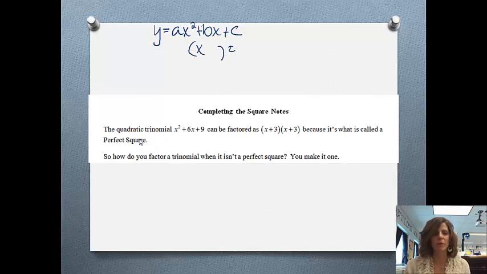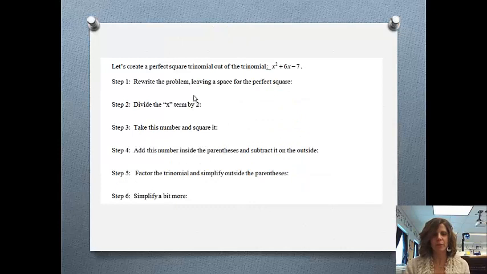So completing the square notes, you will notice that x squared plus 6x plus 9 can be factored as x plus 3 times x plus 3 because it's what is called a perfect square. If you recall the bonus that I always had you guys do on this one, this would really be x plus 3 squared. So we want to end up with something like that. Okay, if something cannot be factored like that, what we are going to do is make it something by completing the square. So we're just going to go through an example and see how you do here.